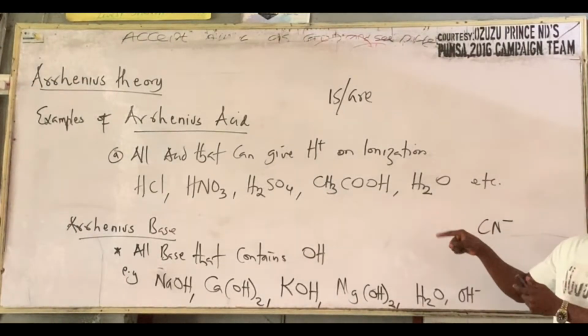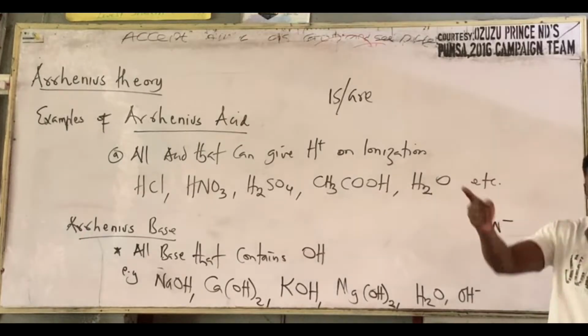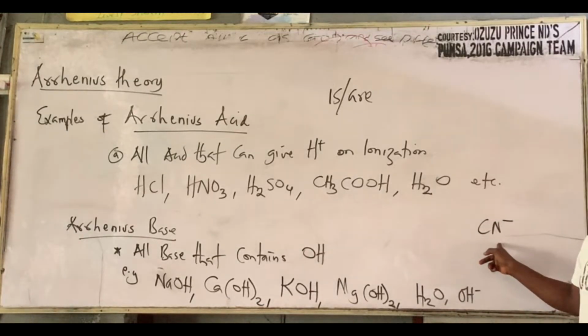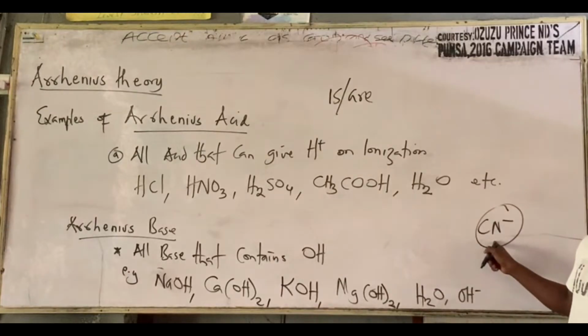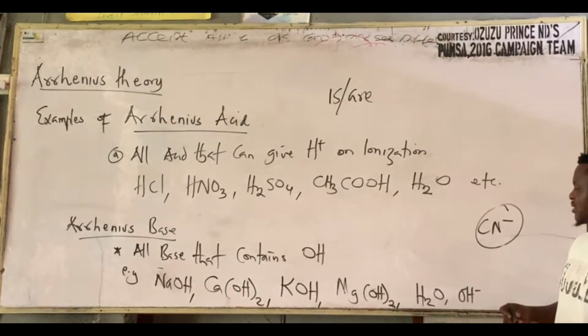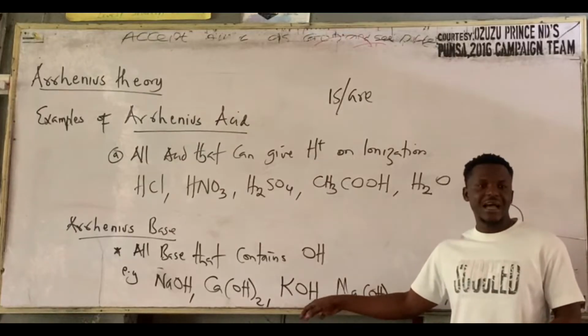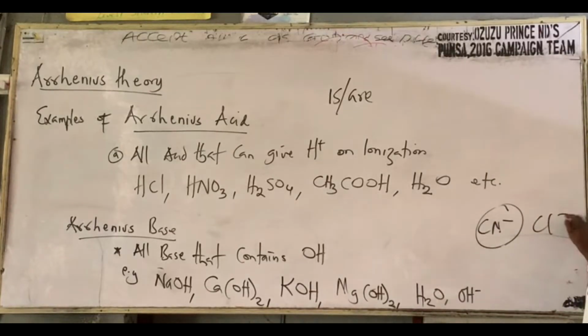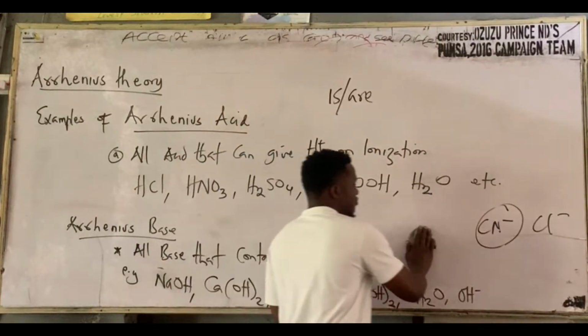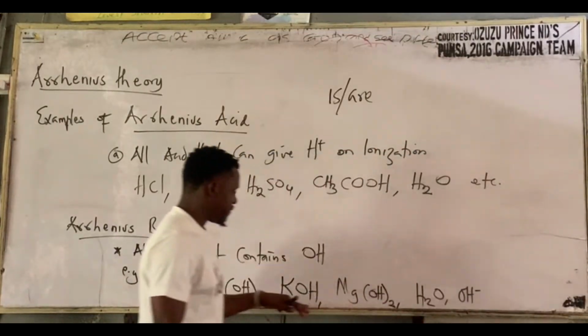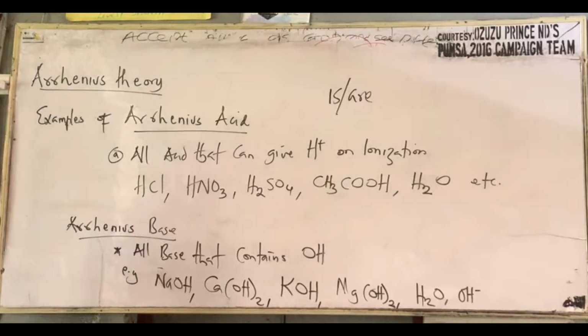But according to Arrhenius, a base is something that can give out OH. This guy cannot give out OH, but it is a base, right? So it falls under Bronsted base. So in an exam, they can give two of these and then smuggle in CN minus or Cl minus, and ask which of the following are not Arrhenius bases. So these are examples of Arrhenius base, and these are examples of Arrhenius acid. With this, we are done with Arrhenius theory.